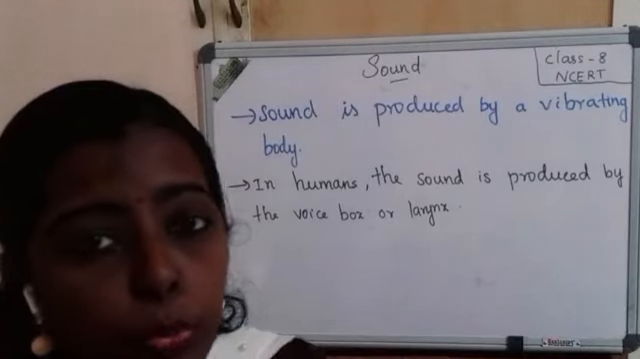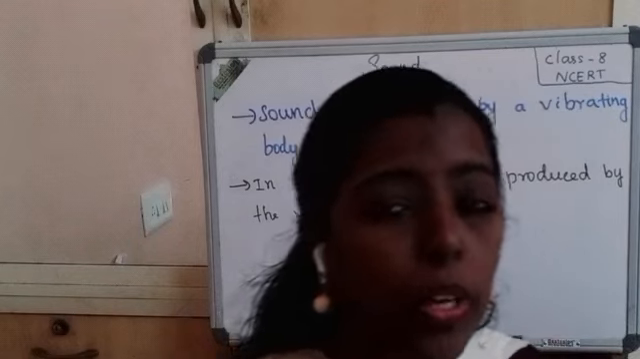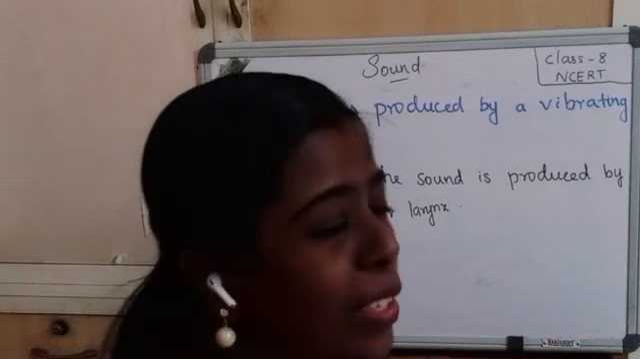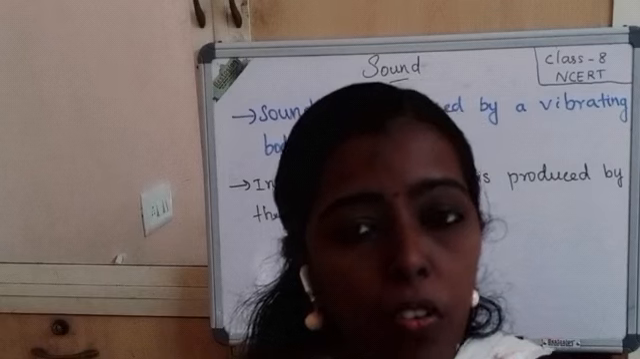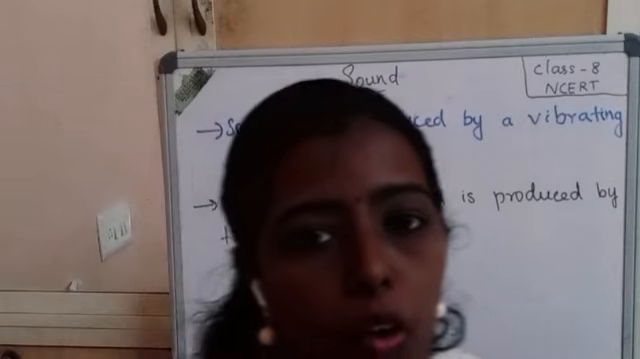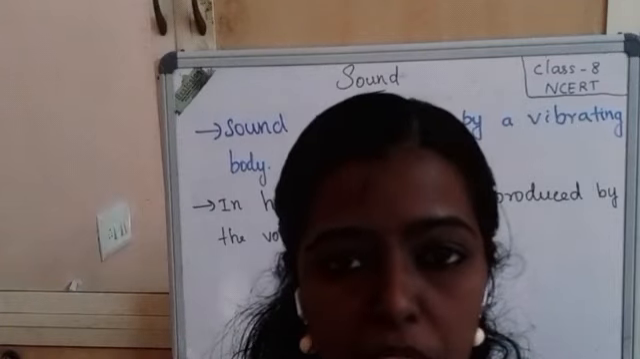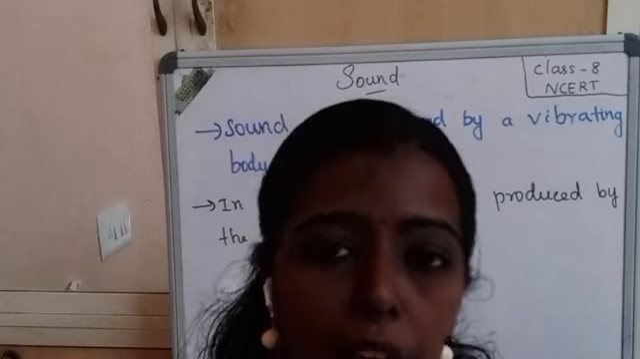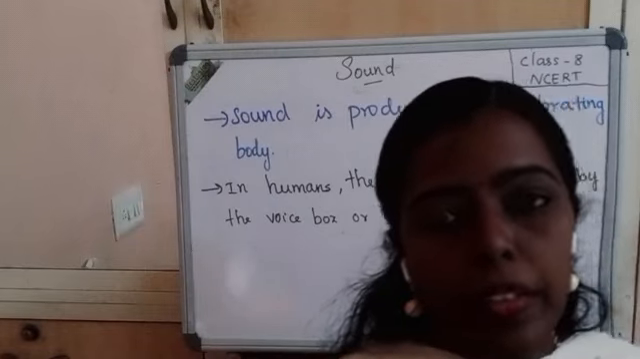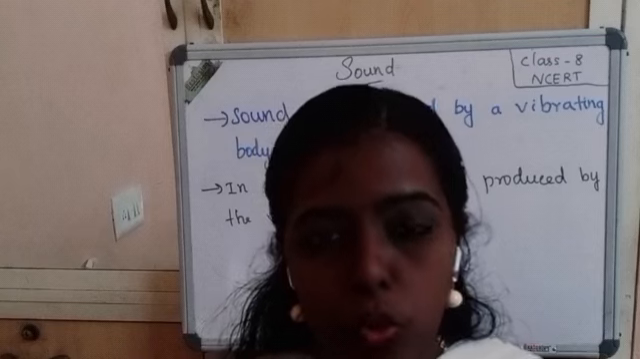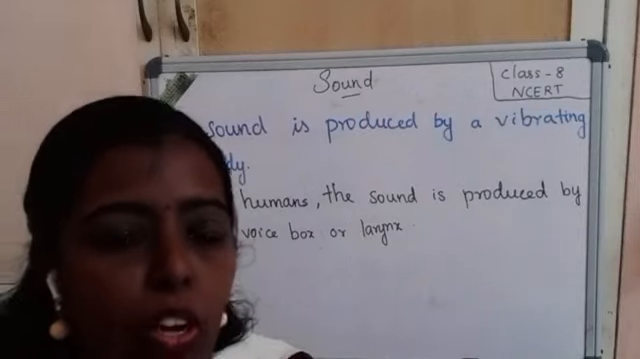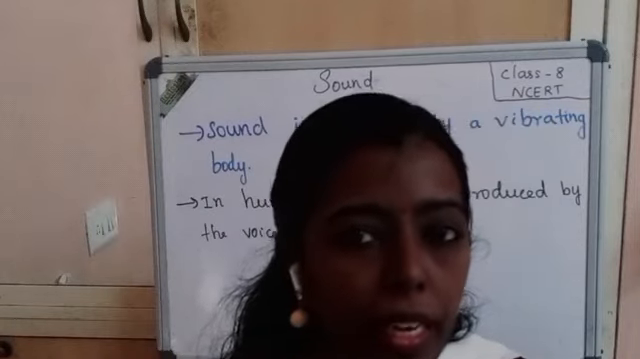How is sound produced by humans? In humans, sound is produced by the voice box or larynx. That means our voice box is situated in our throat. The voice box or vocal cords make vibrations. These vibrations travel through air, and we are able to make sound. These sounds travel through a medium like solid, liquid and gas. Mostly sound travels through air. Vibrations reach our ear and we are able to hear that sound.